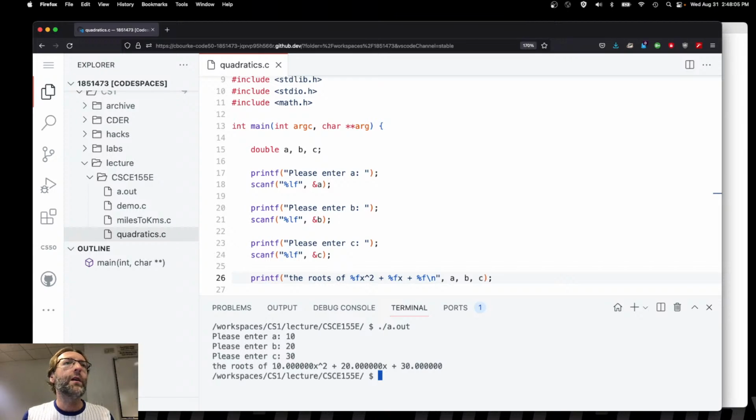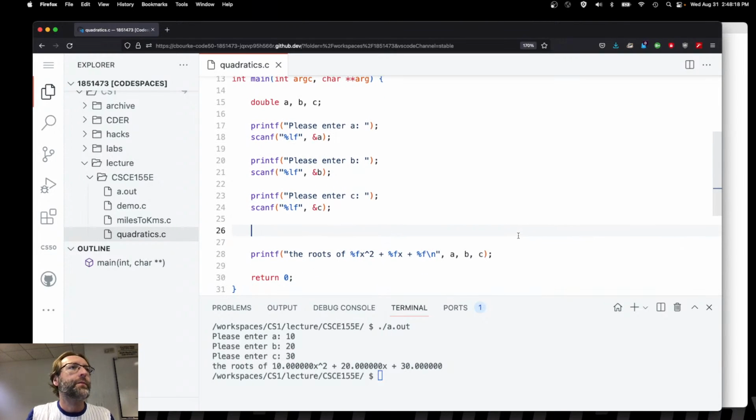Does it look good so far? Good, right? We're doing ad hoc testing as we go along so that we don't make a mistake that we have to then come back and fix. Now let's compute those roots.